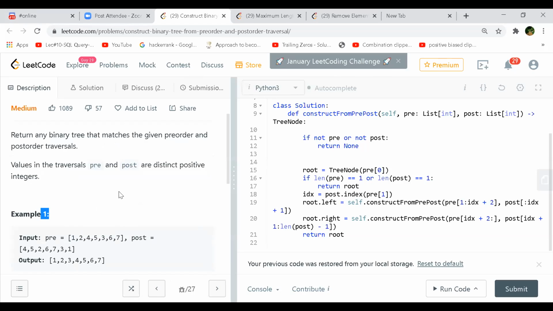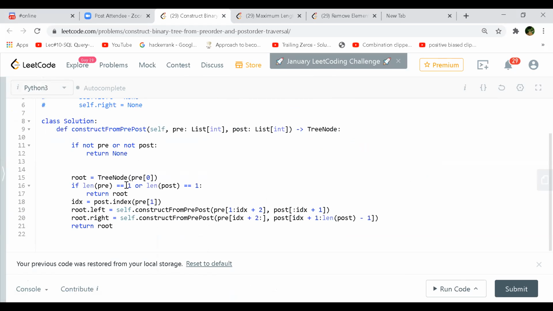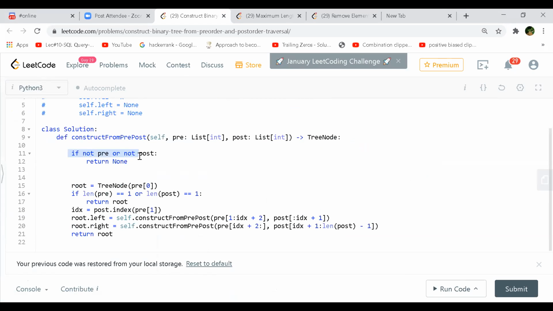So this is almost the same as what we discussed, right? If either pre-order or post-order is empty, you return None, or we take the first element of the pre-order as the root, and if the length of pre-order or post-order is one, then you return the root itself. Now, whatever element you have taken in pre-order, we calculate its index in the post-order, and depending on that, we divide. The recursion call will do the rest. Root's left will be from 1 to idx plus 2 in the pre-order, and for the post-order it will be from the beginning till this index.